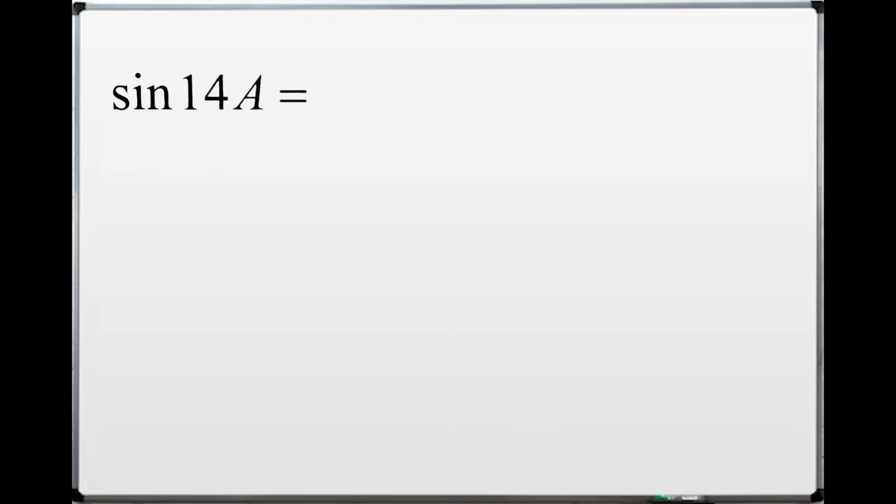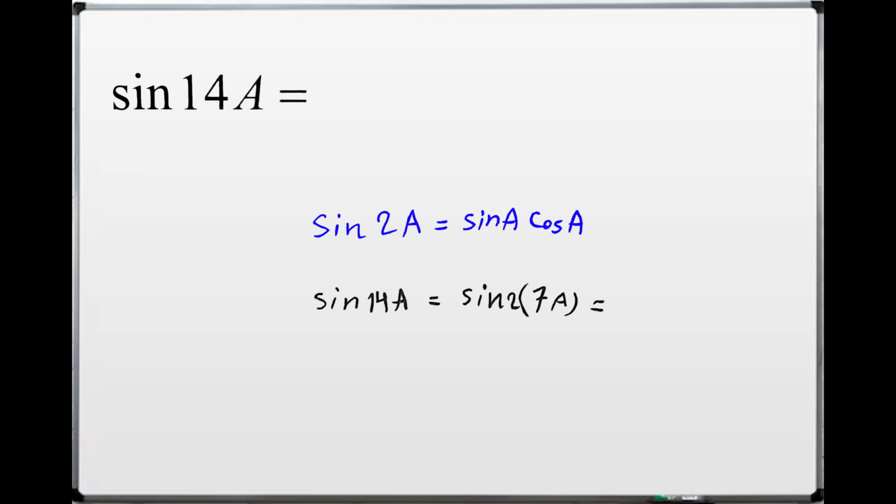This is the first type of question that we're going to go through, and basically in these questions, we're just trying to make this look like the formula that is written on the formula sheet, which is sine of 2A. So we can write 14A as 2 times 7A. So basically, we've replaced the A in the formula with 7A.